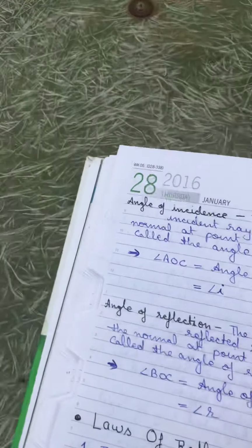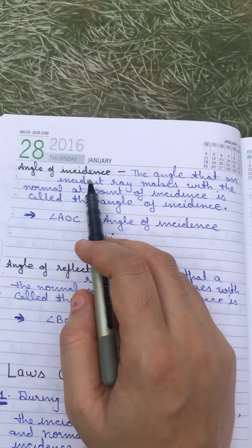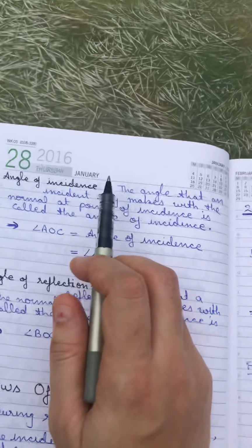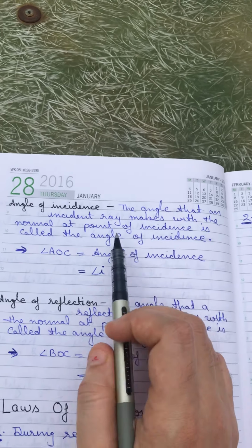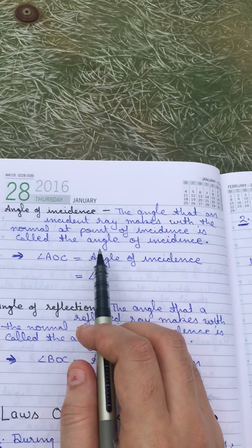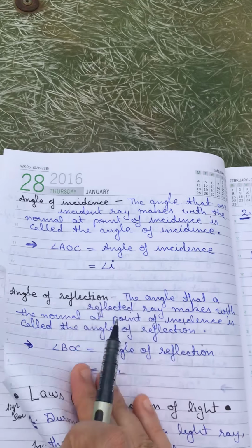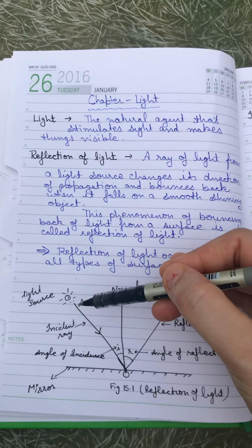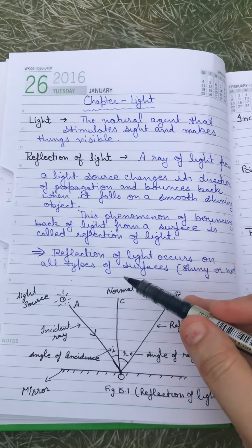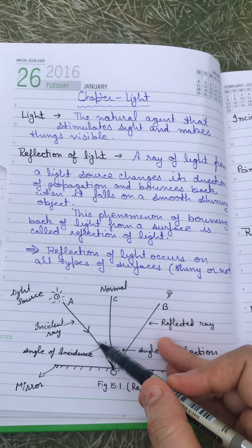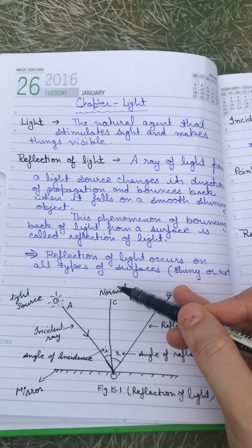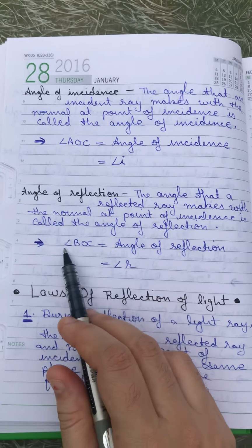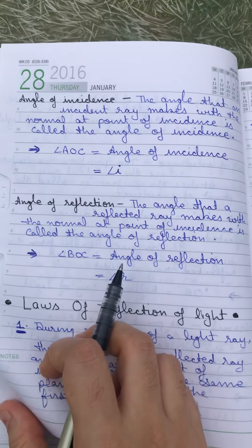And the next is angle of incidence. Angle of incidence is the angle between the incident ray and normal. AOC is the angle of incidence, this one, the angle between the incident ray and normal. Angle of reflection, BOC is the angle of reflection.